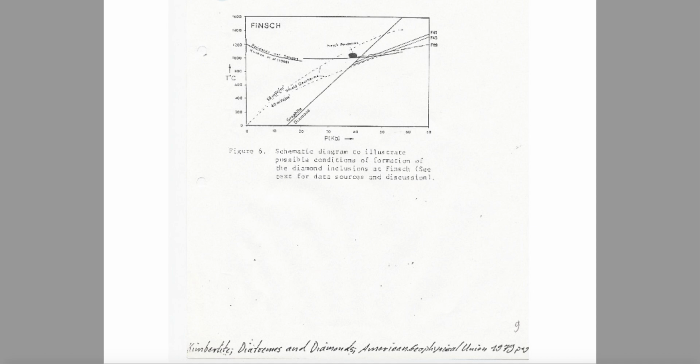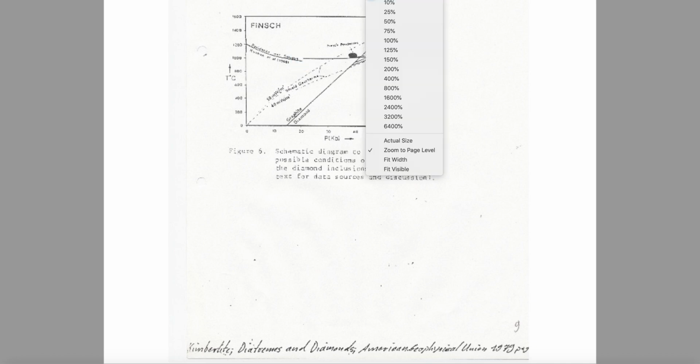So here we have a PT diagram from the Finsch diamond mine in South Africa. Here we have the peridotite solidus. I will make it a little bit bigger, then one can see it better.